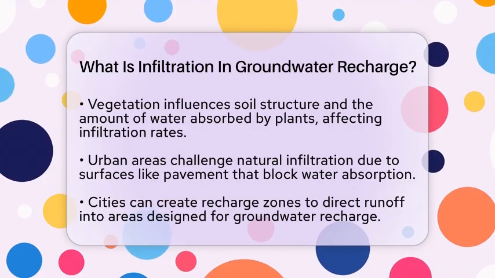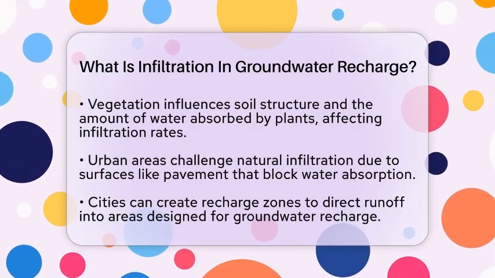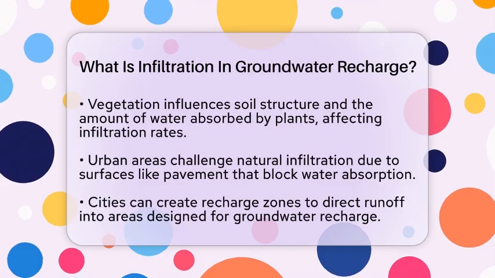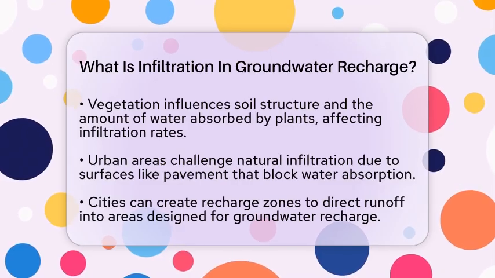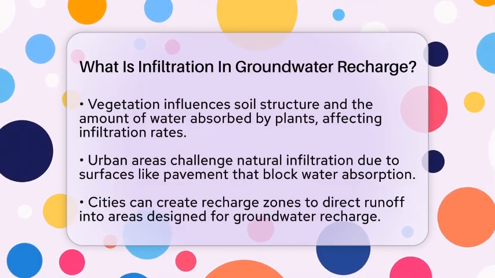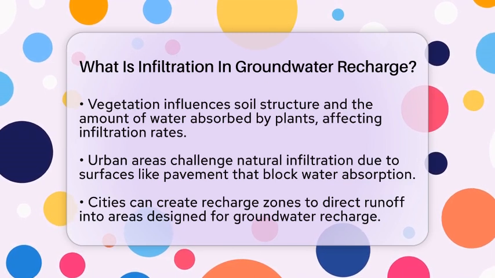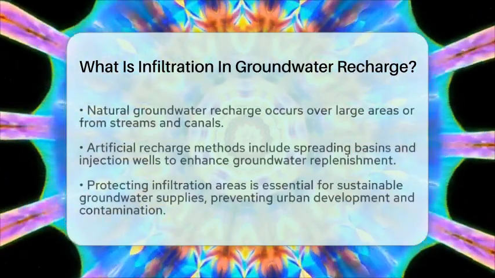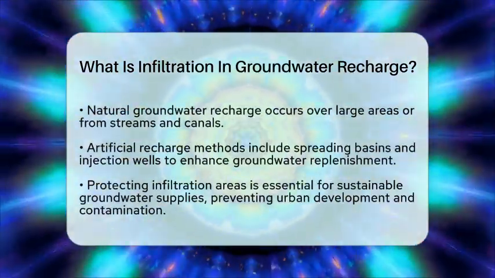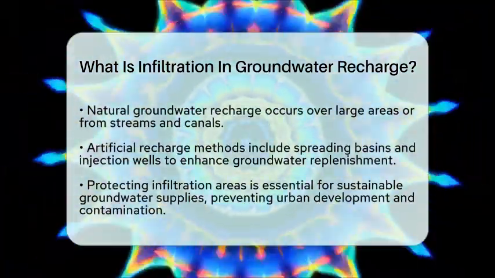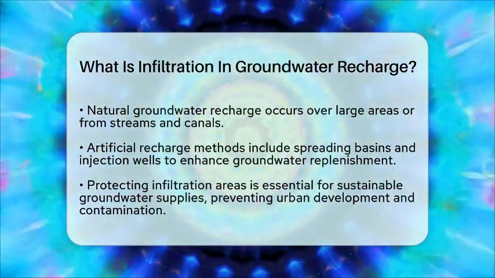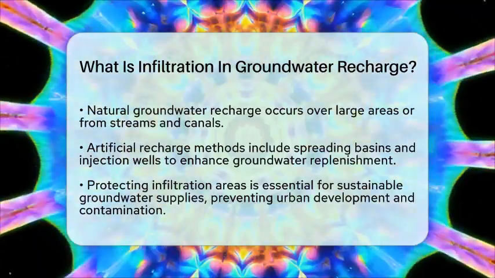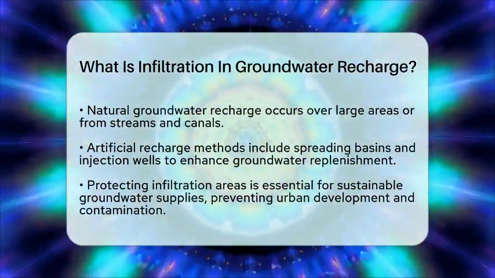Groundwater recharge can happen naturally or be enhanced through artificial methods. Natural recharge occurs when water infiltrates over large areas or from streams and canals. On the other hand, artificial recharge methods include spreading basins, where water is intentionally spread over permeable ground, or using injection wells. Protecting areas that allow for optimal infiltration is vital for maintaining sustainable groundwater supplies.